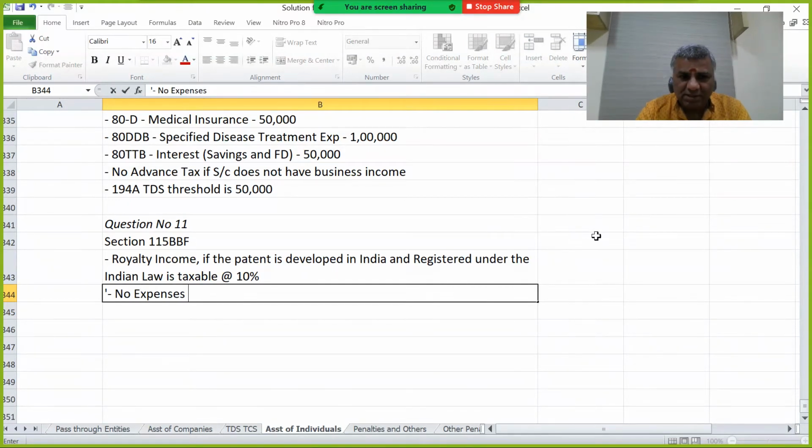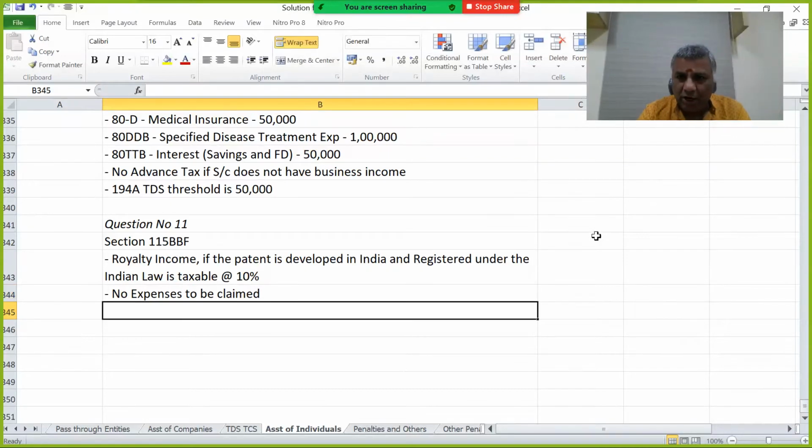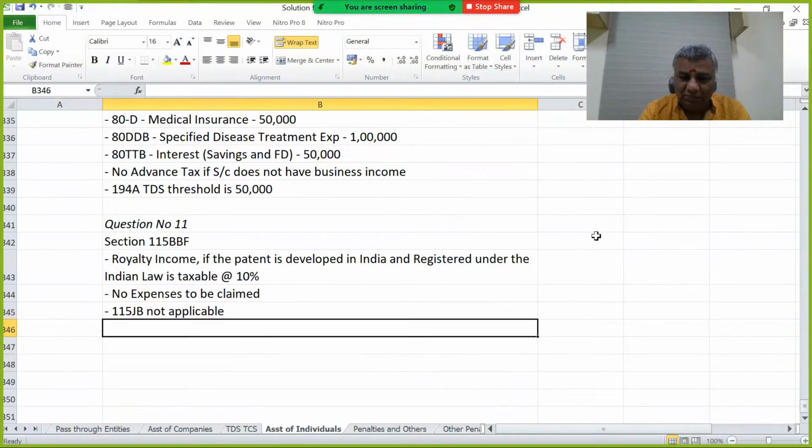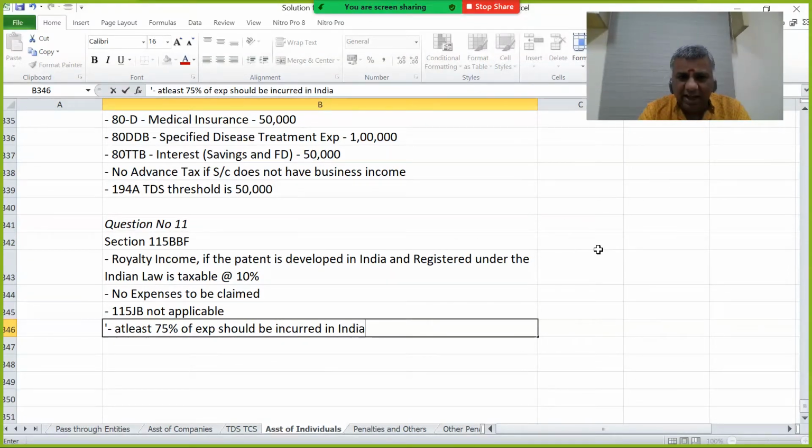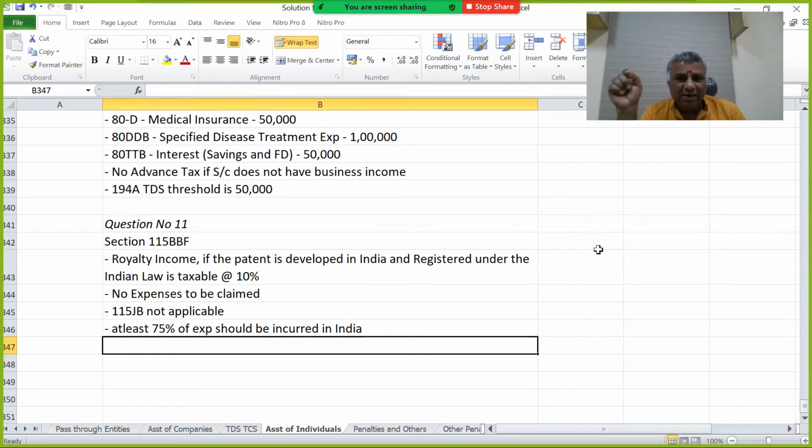No expenses can be claimed. Section 115JB is not applicable, you know that we are excluding that. Developed in India means at least 75% of the expenditure should be incurred in India. So section 115BBF gives you a benefit.